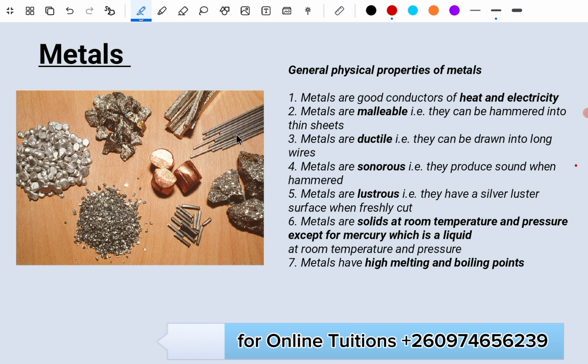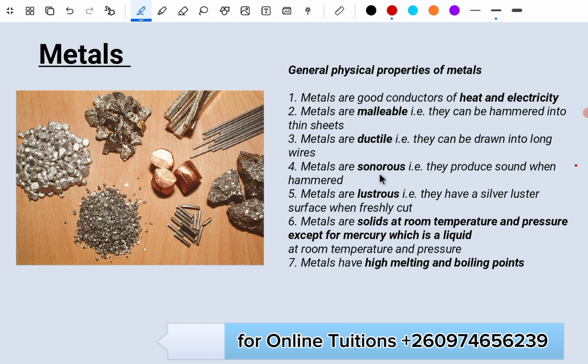You can see this is a metal that has been made into this type of shape. Okay, metals are sonorous. That simply means they produce sound when you hit them or hammer them with something. Metals are also lustrous, that is, they shine. So you can see how these metals are shining. A lot of them here are sparkling. Metals are lustrous. They have a silver luster surface when freshly cut.